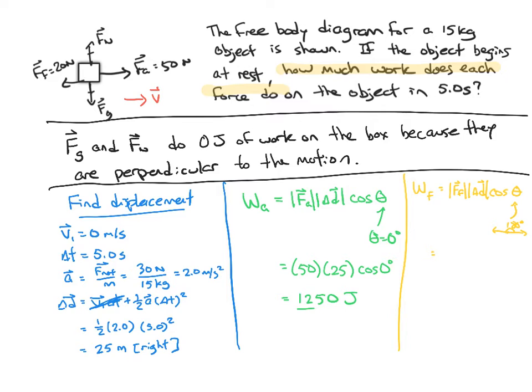So I'll fill in the values. The magnitude of friction is 20 newtons. The displacement is 25 meters. And this is cosine of 180 degrees. Now the cosine of 180 degrees is exactly equal to -1. So I'm really just doing 20 times 25 times -1, which is -500. The units are joules. Underline 2 sig figs. All right, so there's example 1.